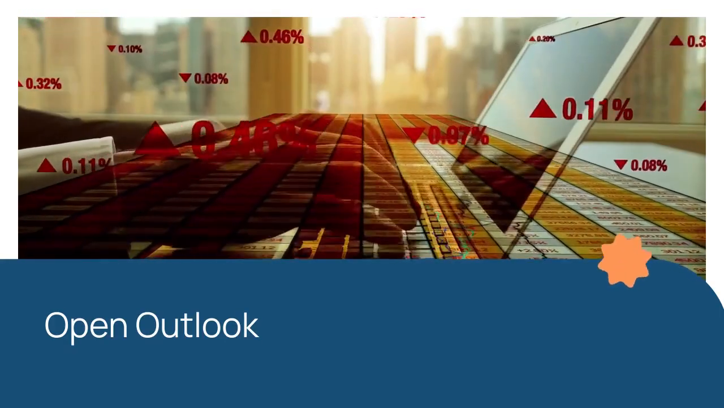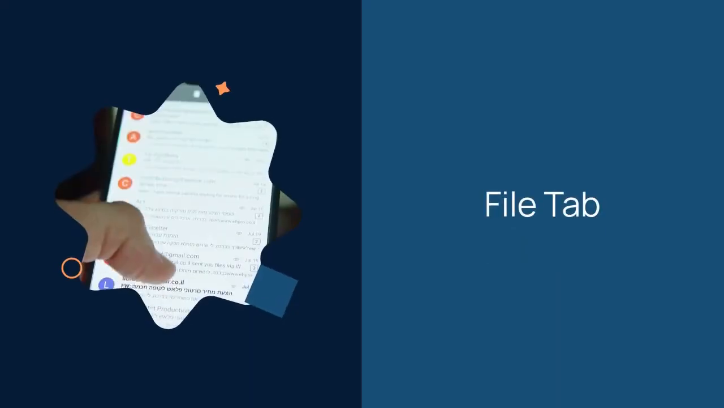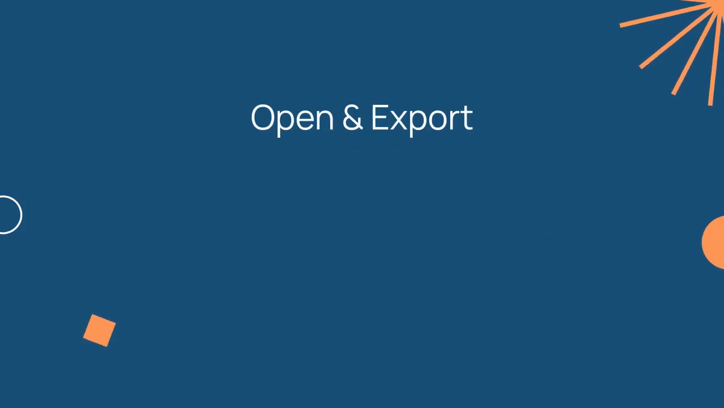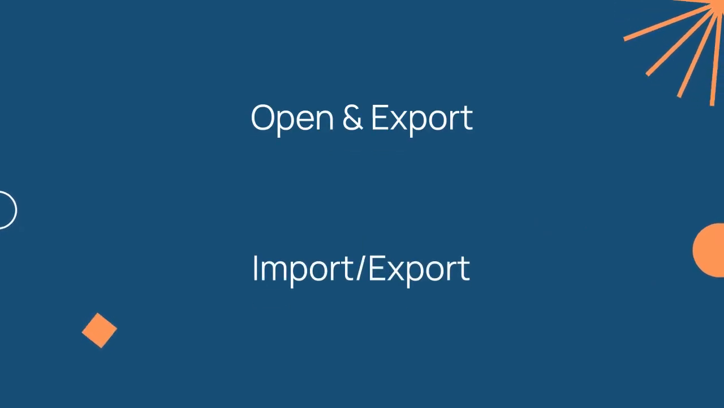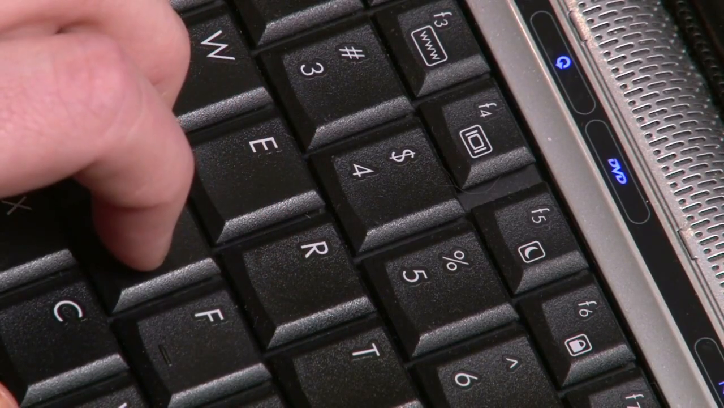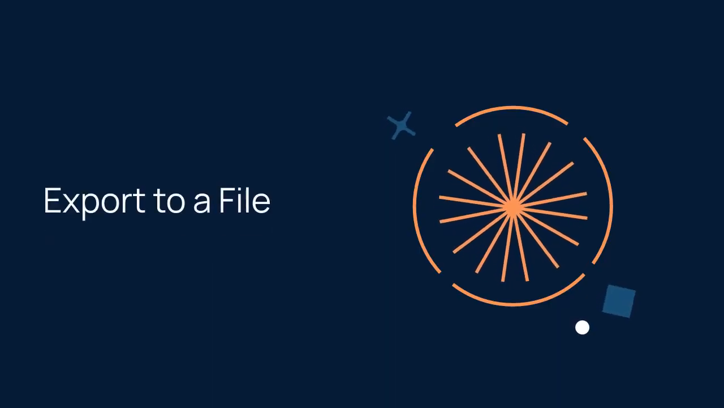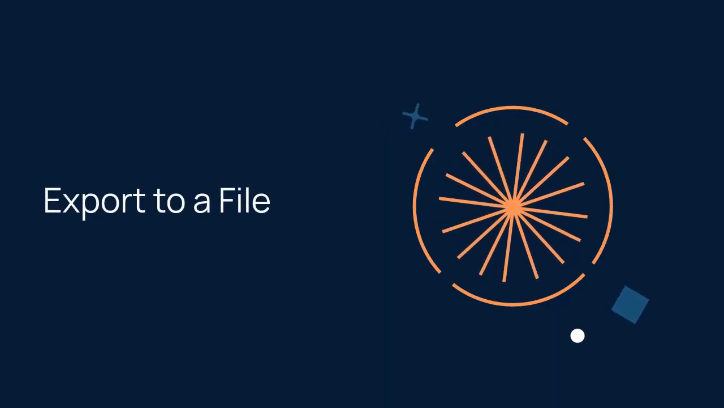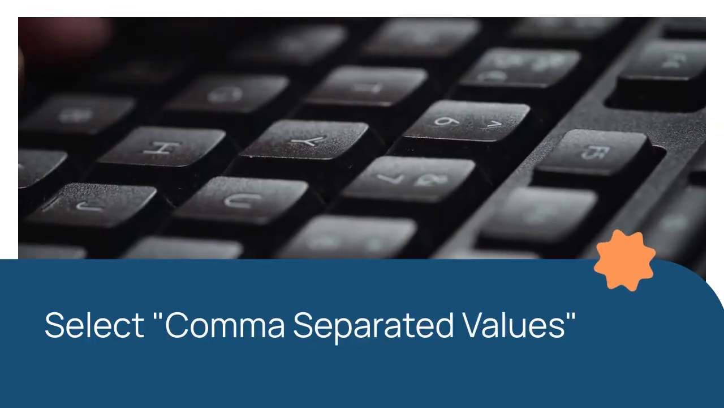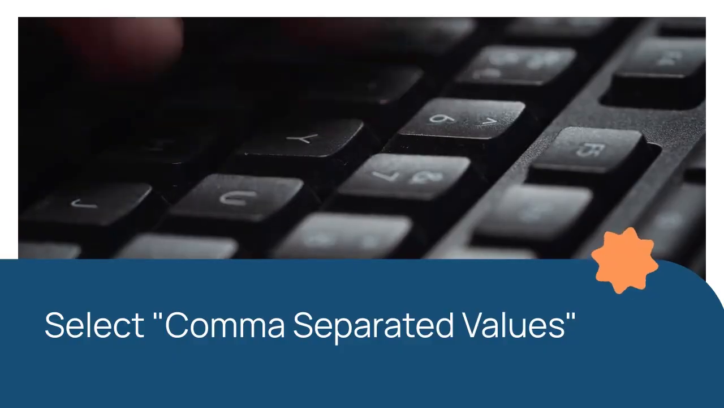First, open Outlook on your computer. Go to the File tab located in the top left corner. From there, select Open and Export, then click on Import, Export. A new wizard window will appear. Choose the option Export to a File and click Next. On the next screen, select Comma-Separated Values, CSV, as the file type, then click Next again.